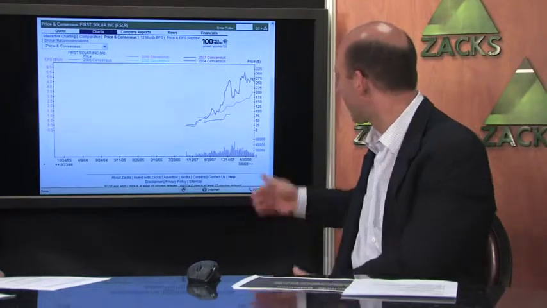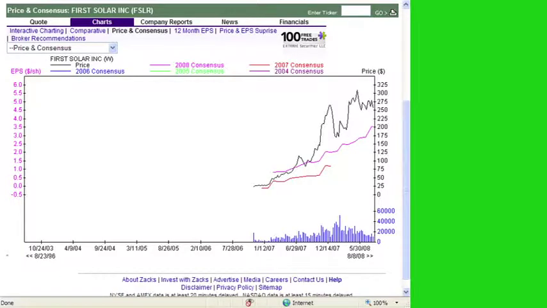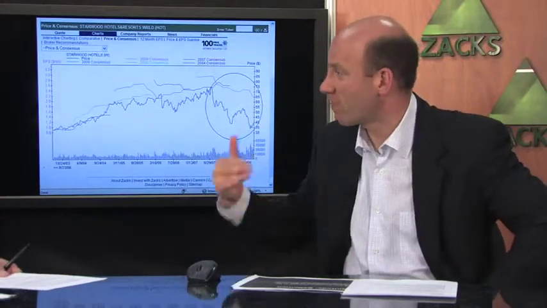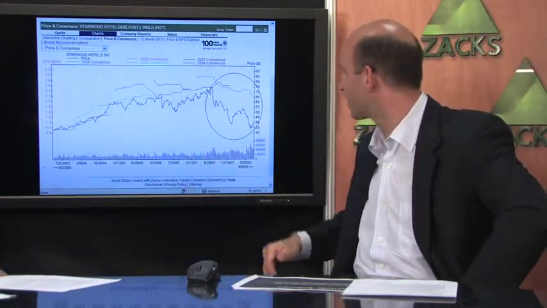It's got to take a little breather here. But here again, right back into an upward move. Why? Because earnings estimates continue to roll higher. This is a great way in which to interpret the long-term trend or magnitude of change of earnings estimates.